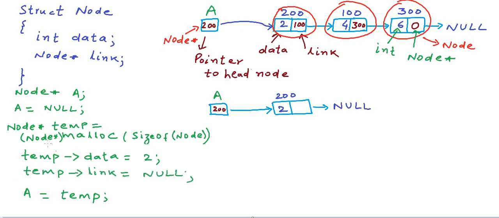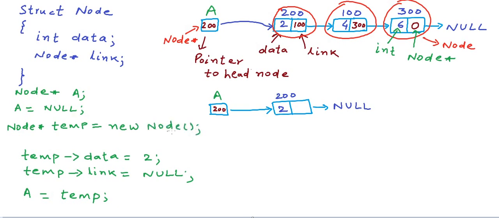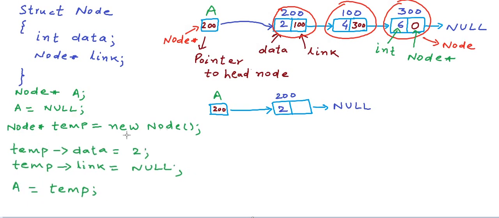To create a memory block in C++, we can use malloc as well as we can use the new operator. So in C++ it gets very simple. We could simply write node star temp is equal to new node like this, and we would mean the same thing. This is a lot cleaner, and the new operator is always preferred over malloc. So if you're using C++, new is recommended.